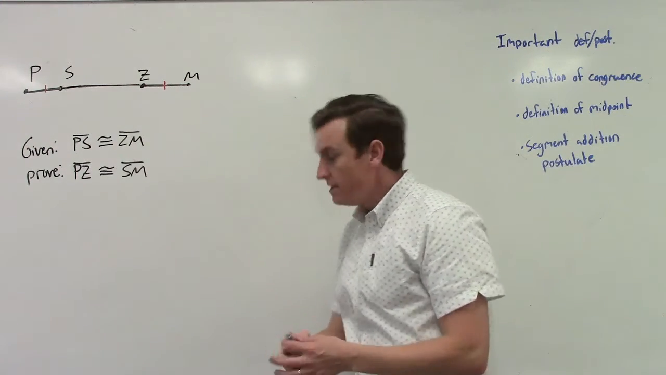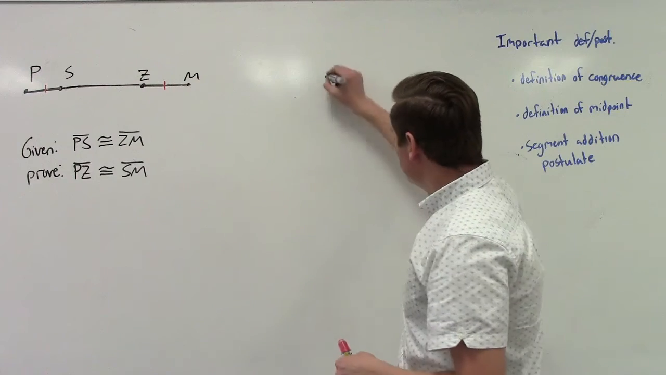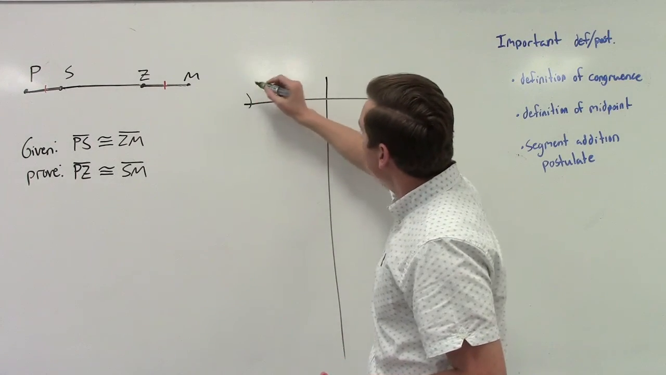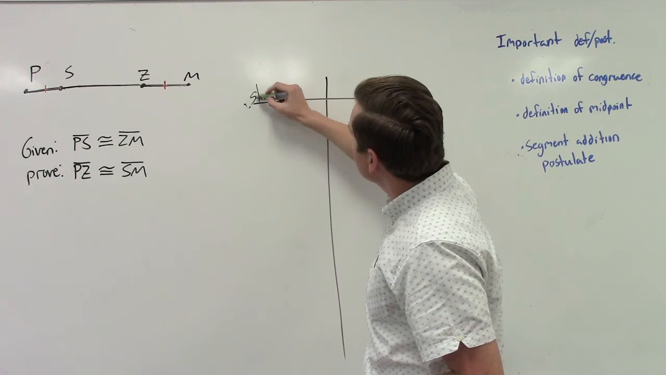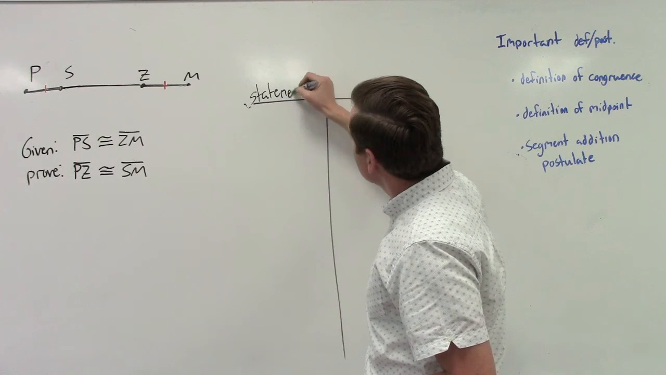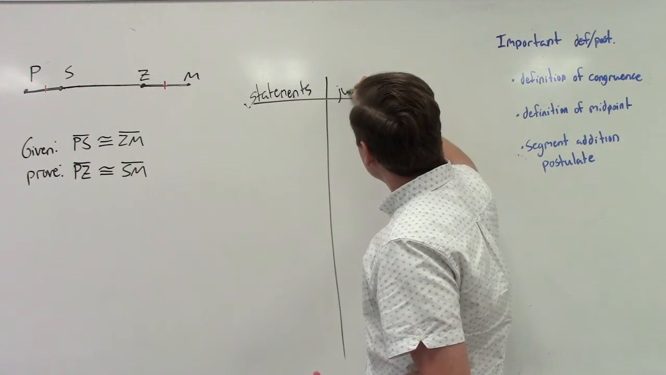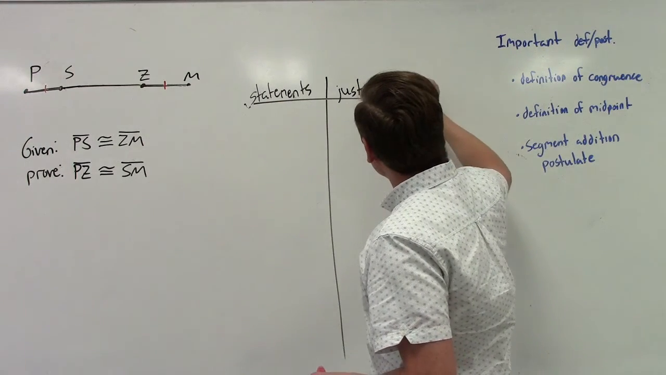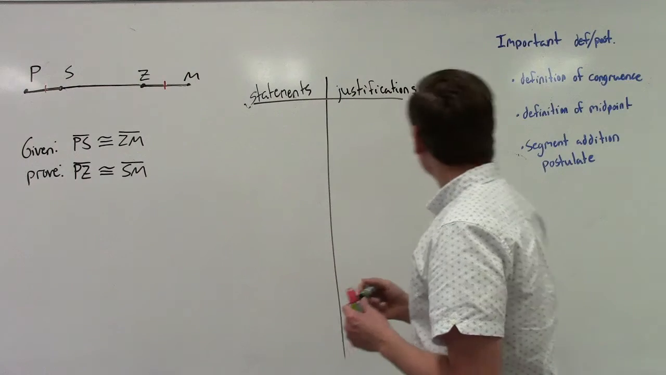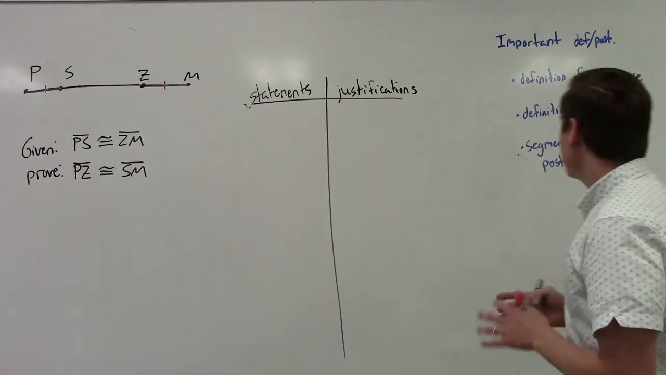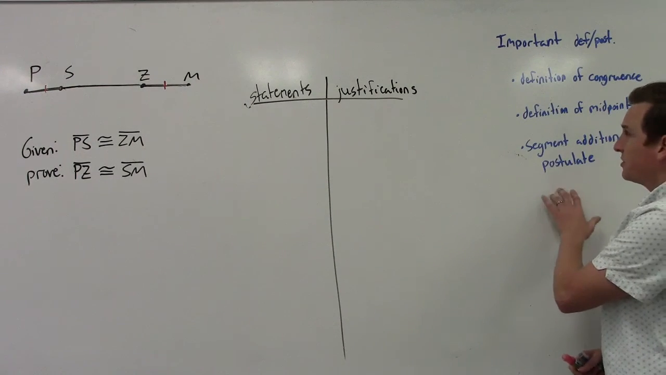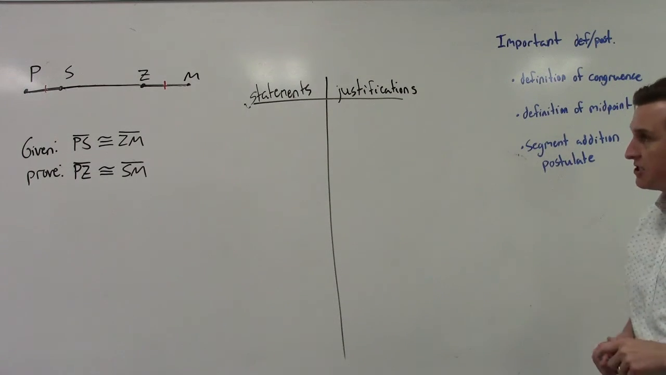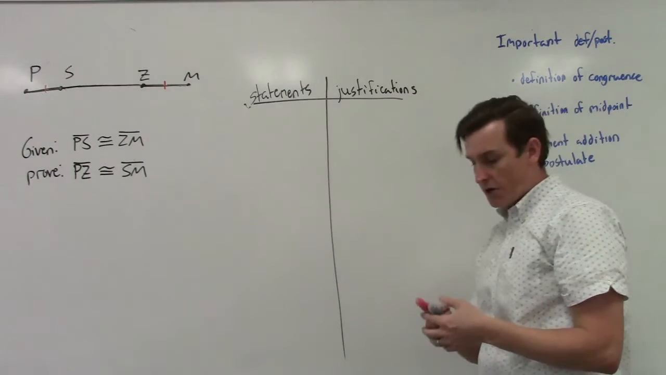So that's where we're headed, but we need to prove it. We can't just say it, we've got to prove it. So over here we've got statements and justifications. These are going to be the big ideas for the proofs that we're doing in today's lesson: the definition of congruence, definition of midpoint, and segment addition postulate. So let's keep that in mind as we go through.